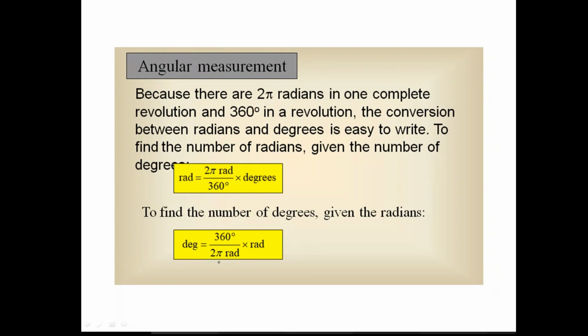Please keep it in mind while you are using the calculator that this 2 pi is in radians, right? This 360 should be in degrees only, right?